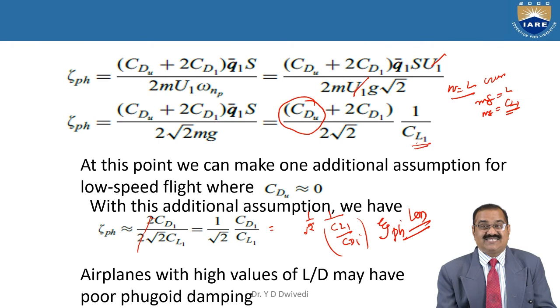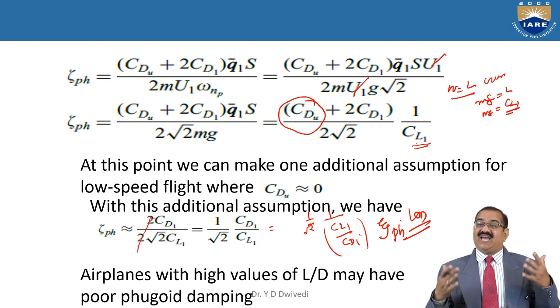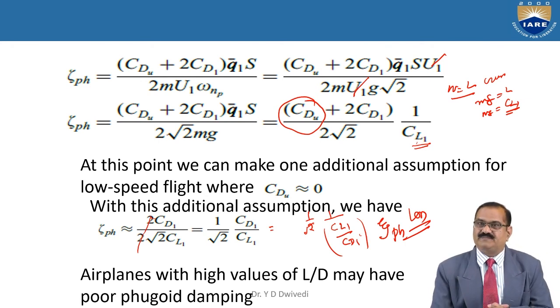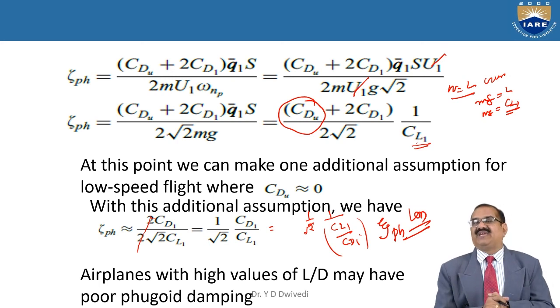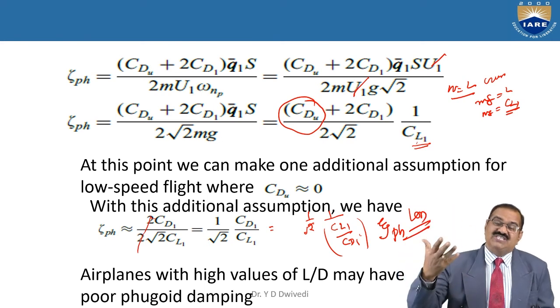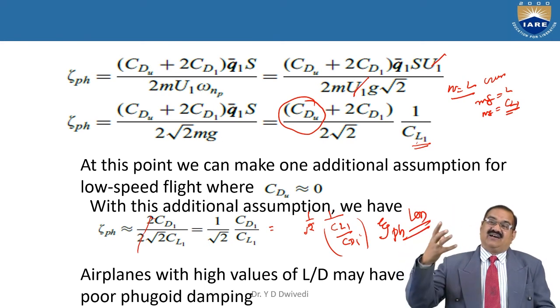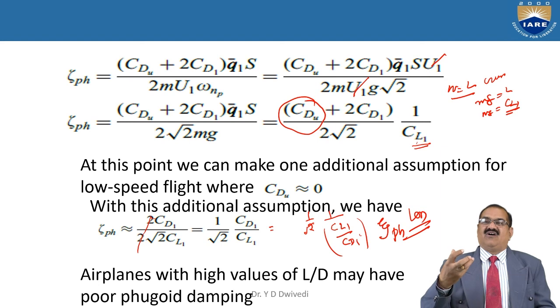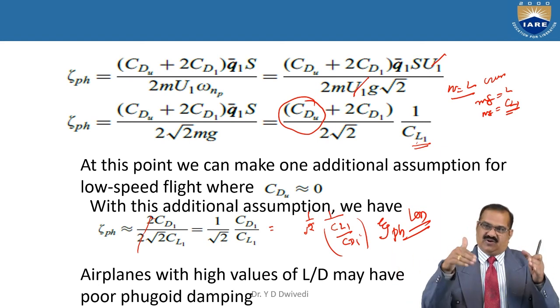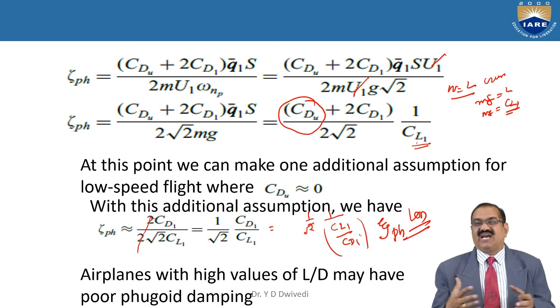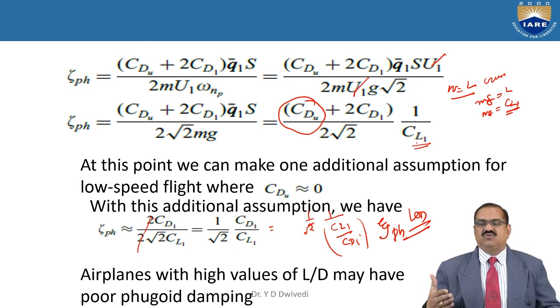So understand that if you have a very high L by D ratio, your damping ratio will be very low. Means if you have more C_L by C_D, the stability of your aircraft will be less. It will take more time to decay the oscillation, and it will take more time to come back to its original position.